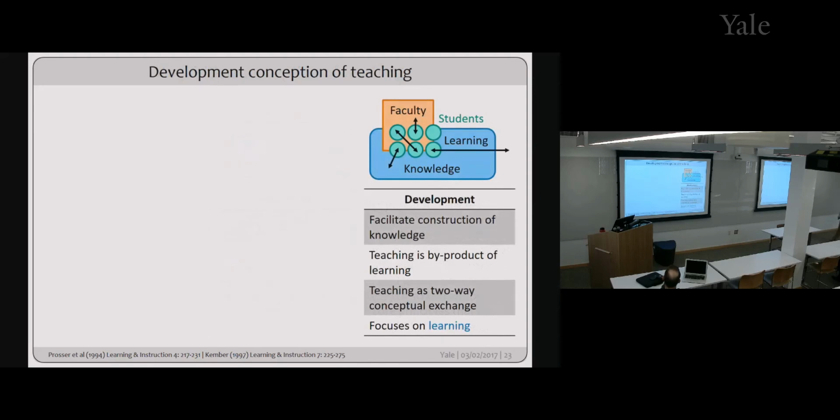The third one is development, which I didn't quite know how to draw, but the idea here is that teaching is really a facilitation of development or construction of knowledge, or changing students' ideas or mindsets about the world. And so in this case, teaching is really a byproduct of learning. So if learning happened, then teaching has happened regardless of what's going on, right?